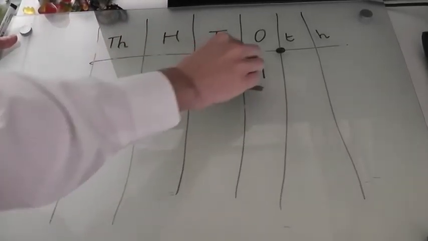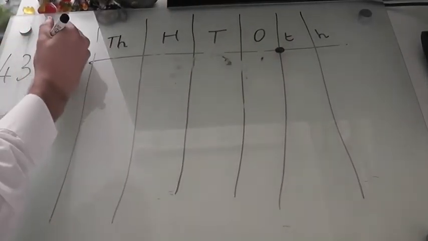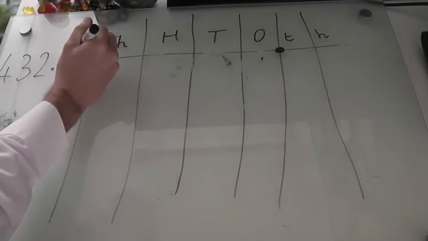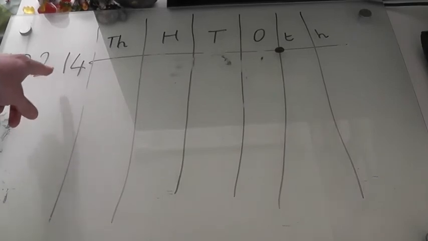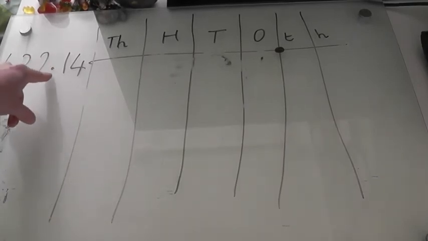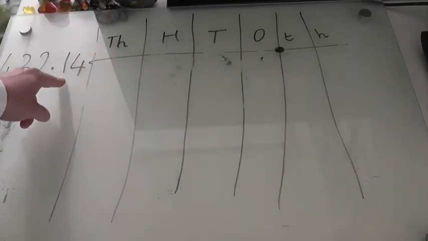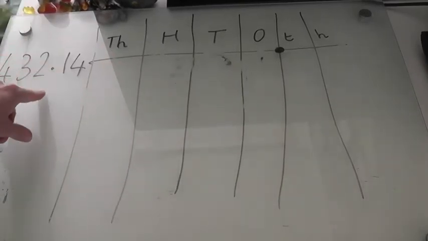Let's get a bit trickier. If we have 432.14. Okay, so look, we've got our decimal point there. Our decimal point is our reference point, okay? So wherever the decimal point is, if you go to the right, you should have that number. If you go to the left, you should have that number.